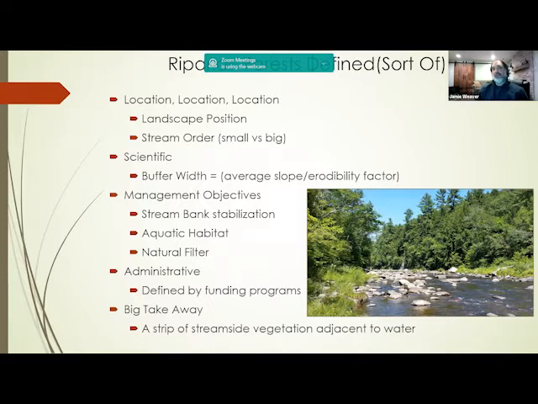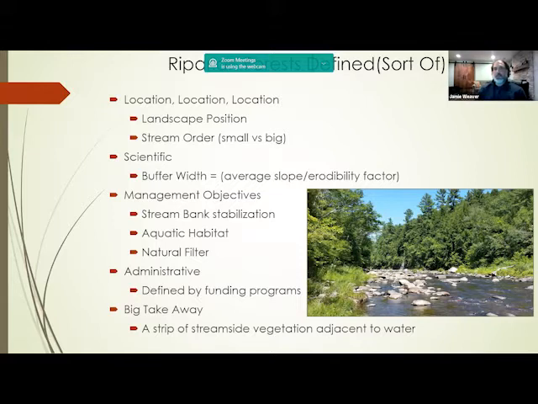There could be, if we're starting with a blank slate, management objectives, such as stabilizing a stream bank, improving aquatic habitat, or just putting in place a natural filter, and the actual buffer width may vary based on those objectives. But by and large, with the programs we'll be talking about today, and most likely the ones you'd be working with in a professional capacity, administratively, they're defined by the funding programs. There's often a minimum criteria, a minimum width from the stream channel that is defined, and then some upper maximum.